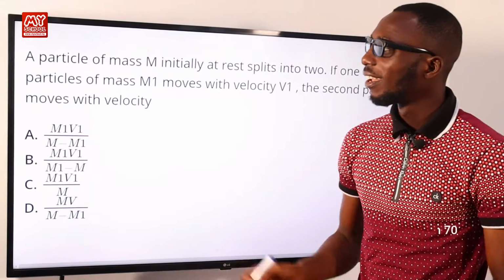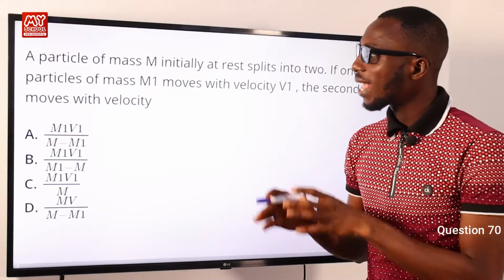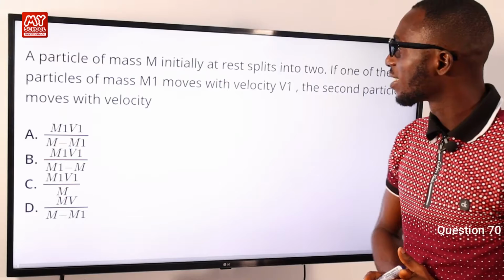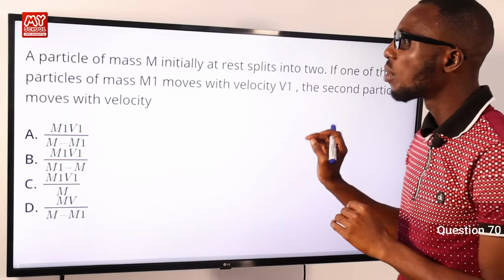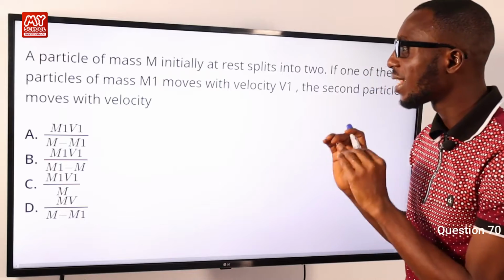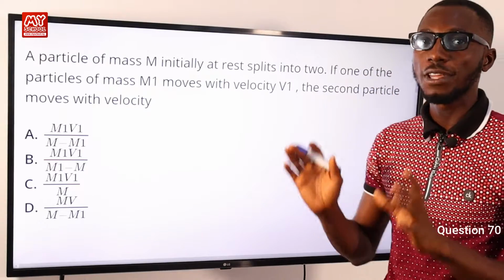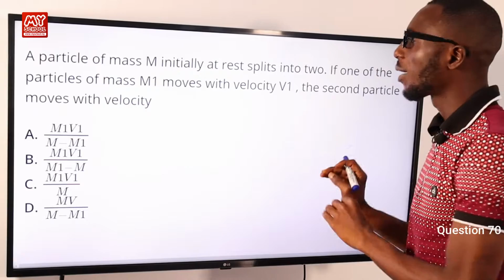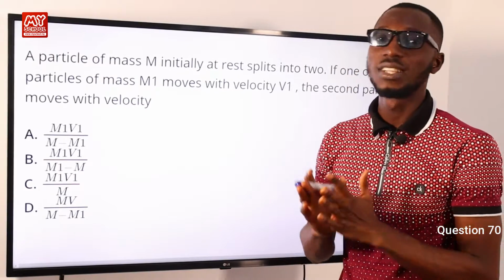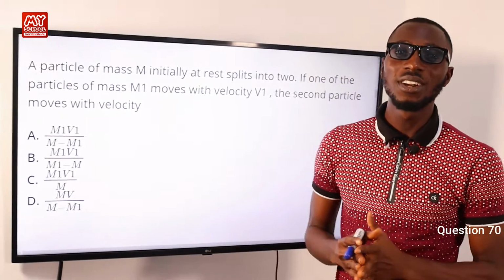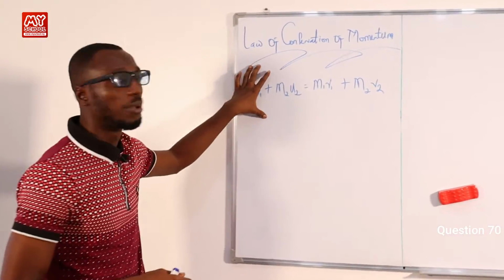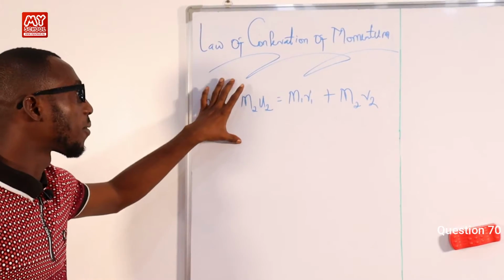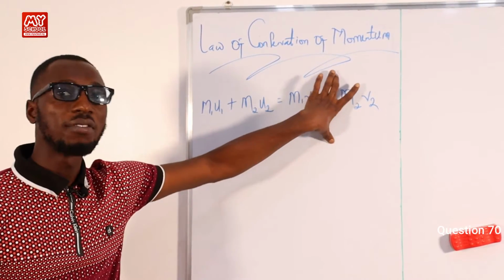Question 70. A particle of mass m initially at rest splits into two. Okay, if one of the particles of mass m1 moves with velocity v1, the second particle moves with velocity what? Okay, so you recall the law of conservation of momentum. This side is before collision, total momentum before collision, total momentum after collision.